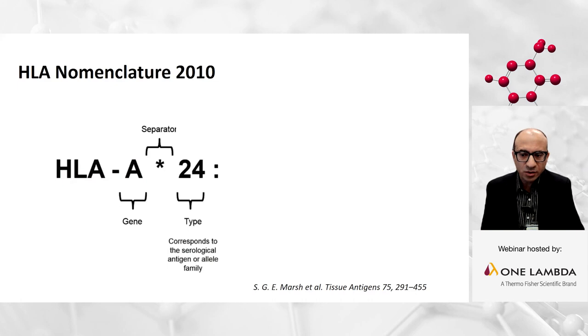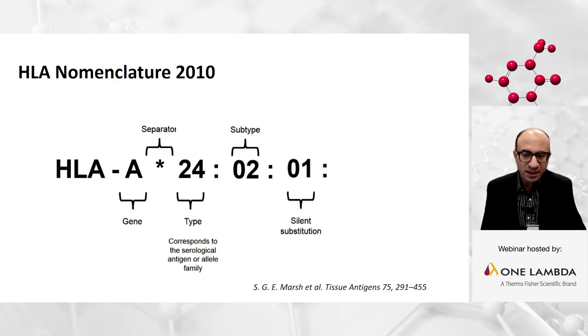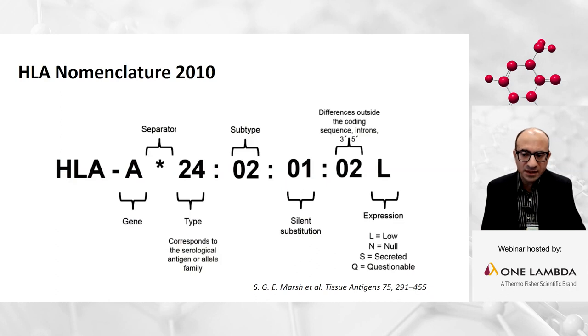So the first field corresponds to the serological antigen or the allele family. The second field represents the subtype of the antigen, which is typed by the molecular method. A change in the coding sequence in the DNA that results in a synonymous mutation is represented in the third field. And the fourth field represents differences in the non-coding region. Lastly, the suffix at the end represents the expression level. So it could be low, null, or secreted antigen, or questionable antigen as well.